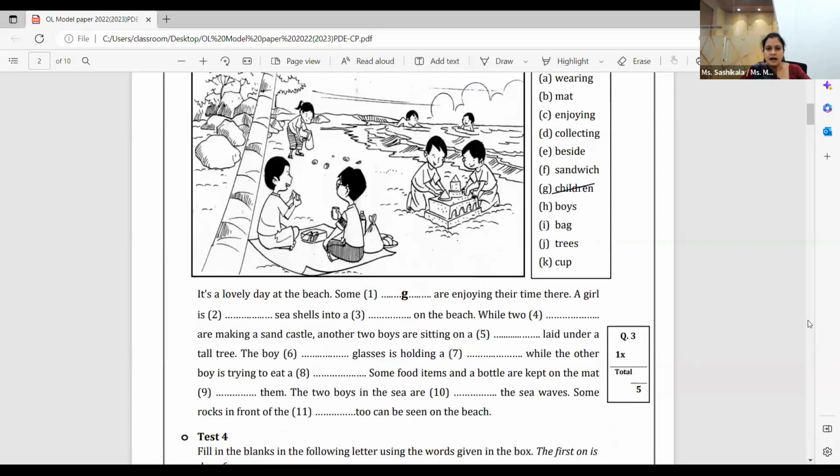So shall I read all the answers again? You have to replace the words that you have written with the letters given for each. Right? Number 1, G. Number 2, D. Number 3, I. 4, H. 5, B. 6, A. 7, K. 8, F. 9, E. 10, C. And 11, J. After writing your letters in the blanks, you better erase the words that you have written.